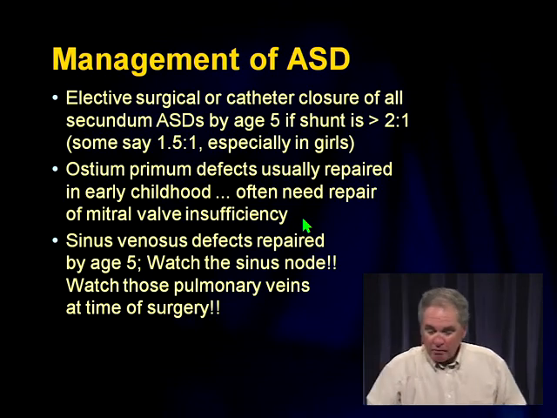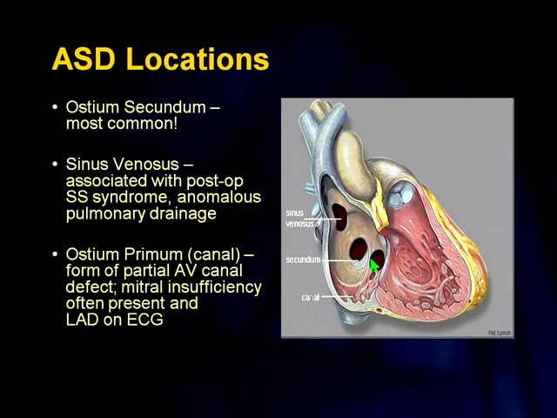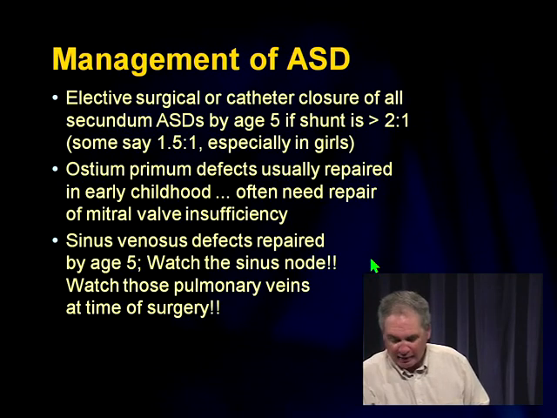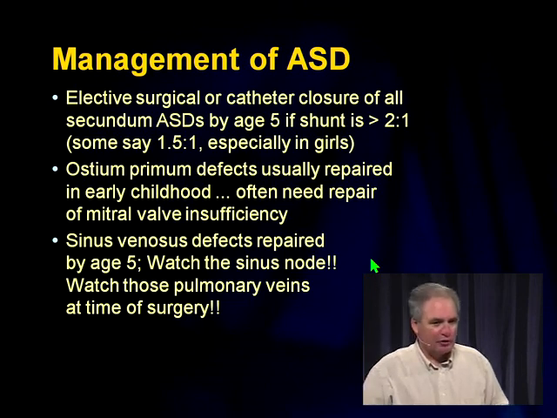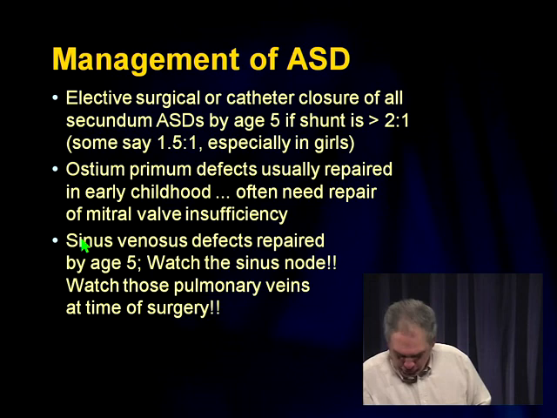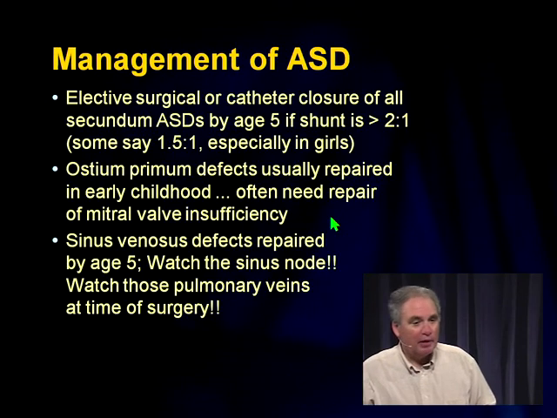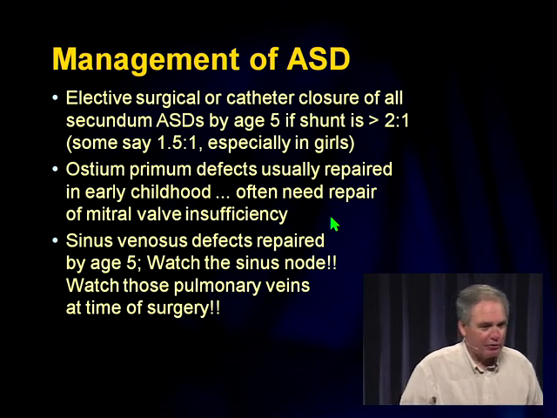As I mentioned to you, the ostium primum, the endocardial cushion type defect, that's this one. This one low down here, called the ostium primum defect, usually repaired in early childhood. Look out for the mitral valve. It may be abnormal. And I mentioned to you the sinus venosus defect, this guy up here, careful of the sinus node, help the pulmonary veins get to where they're trying to go to.